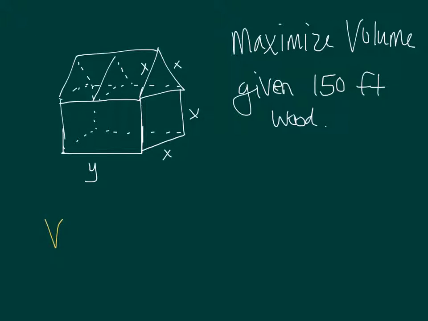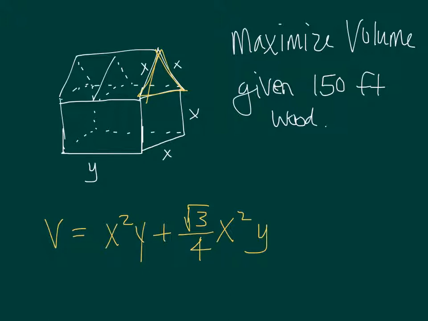The volume is going to be length times width times height for the bottom, plus square root of 3 over 4 x squared. That gives me the area of the triangle times y, the length. So the volume of any prism is area of the base times the height. Unfortunately the volume is in terms of 2 variables, so we're going to have to use the wood that we have to get rid of one of those variables.